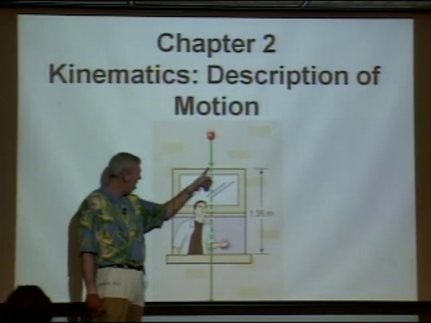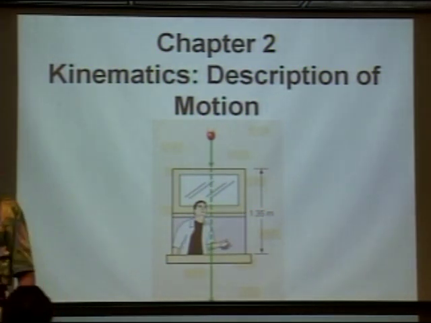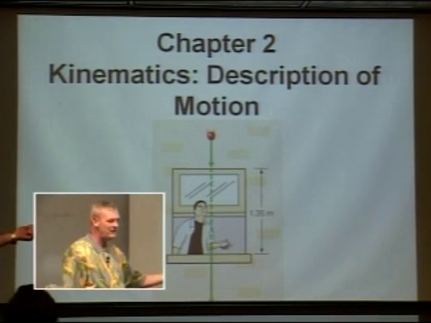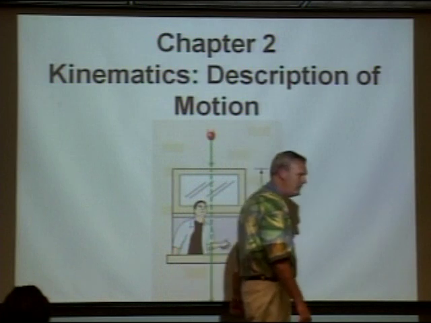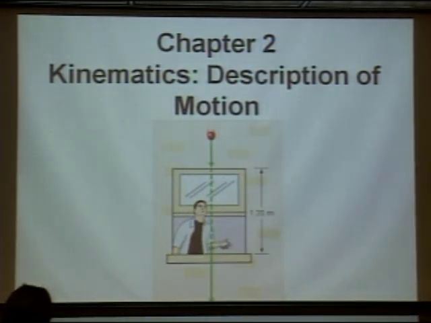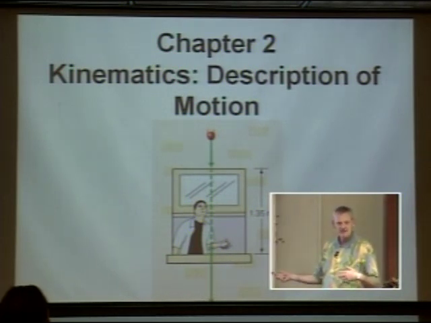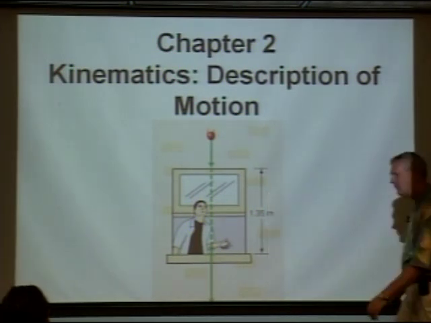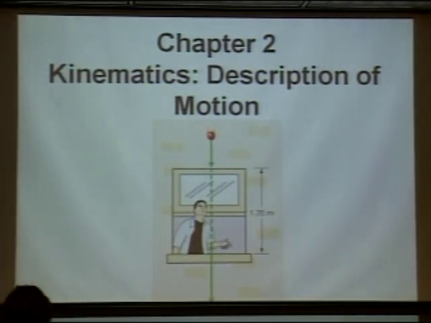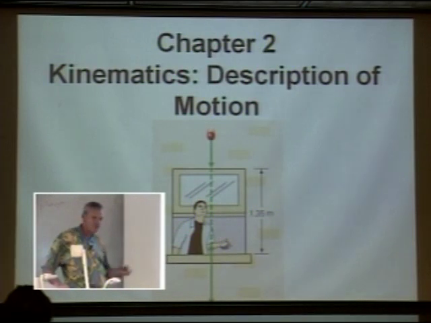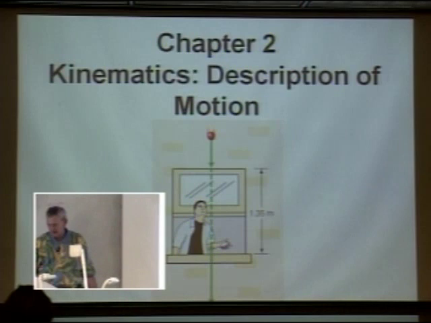But if he knows that this is 1.35 meters and he actually gets a good time, he could figure out what the initial velocity was from that. He could find out what the final velocity is of that thing going through there. If we know the initial velocity and the final velocity, we can find the acceleration. And then we could find the time. Then we could find the distance. We're going to mix a bunch of ideas together to be able to quantify what's going on in the motion. All right? So there's the introduction.